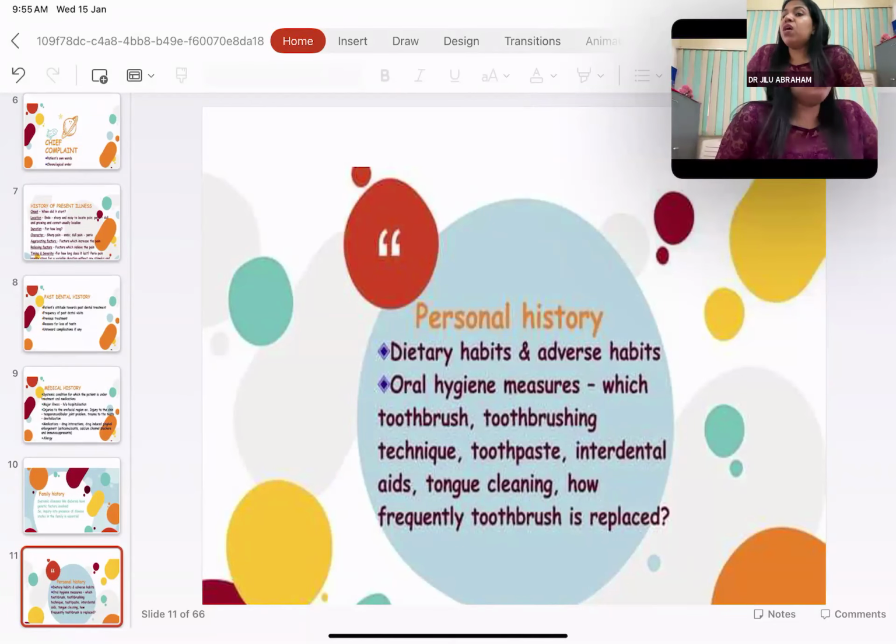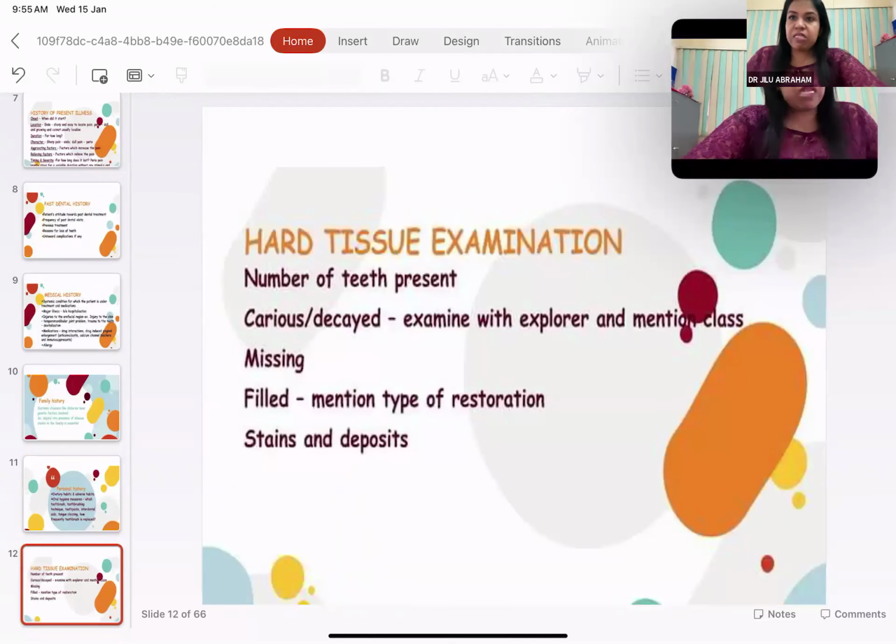We have to know the chewing habits. We have to know the brushing habits of the patient. Which oral hygiene measures they are taking, what technique they are using for their oral hygiene, the toothpaste type, brush type, all these things we have to know. And one of the most important factors, we want to know how frequently they are replacing their toothbrush. All these things we have to record in the personal history.